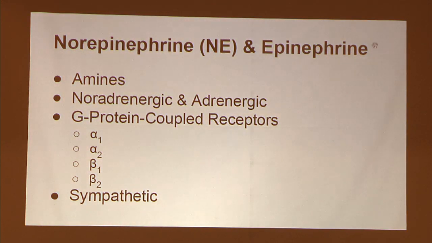Norepinephrine and epinephrine are also amines, just like acetylcholine, so they're being made in the axon terminal versus the soma. And these adrenergic receptors are G-protein coupled receptors, or metabotropic receptors. So there are no ionotropic receptors here. We just have 4 different G-protein coupled receptors: alpha-1, alpha-2, beta-1, beta-2. And we see these adrenergic receptors in the sympathetic nervous system between the postganglion and the effector cell.